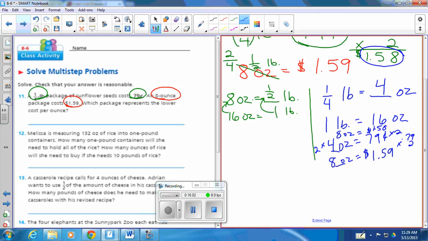Did we get the same answer? Yep. Just a matter of if you're comfortable working with fractions or not, or if you just think this is more efficient for you. Okay?